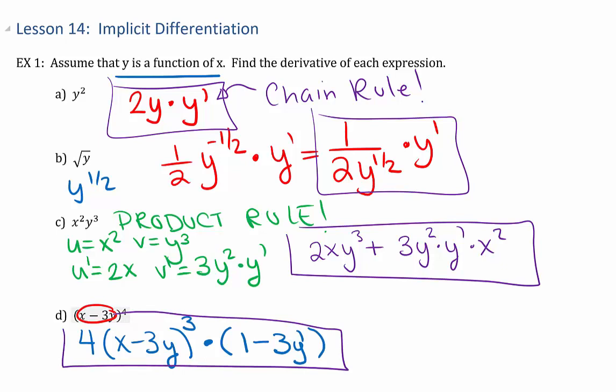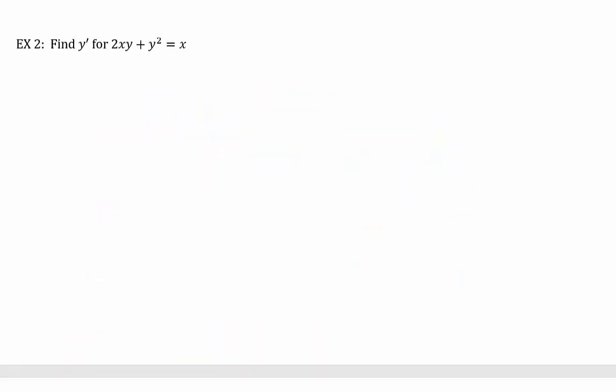So I think the main idea here is our derivative rules are the same. The difference is if we're taking the derivative of a y, an output variable, we have to then multiply by a y prime, and that really is just the chain rule. Now the reason we're talking about implicit differentiation is because sometimes we have equations that aren't solved for y, and we want to find the derivative.